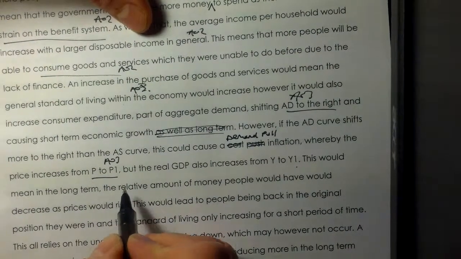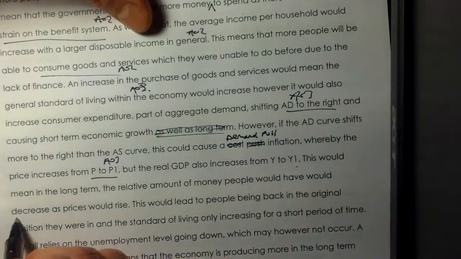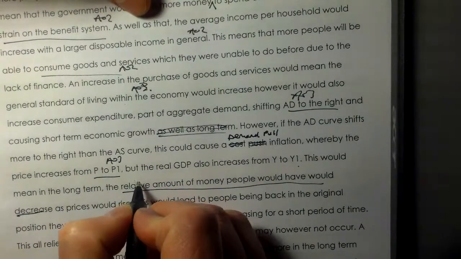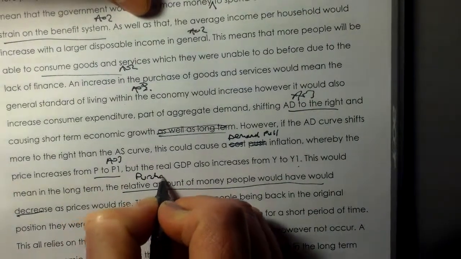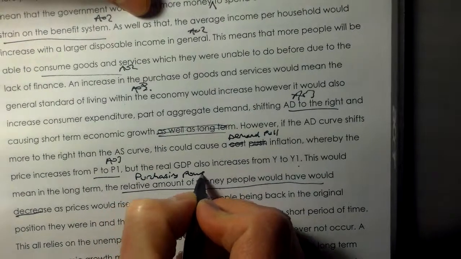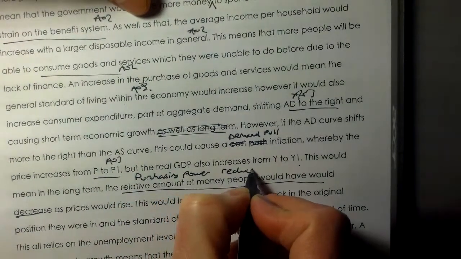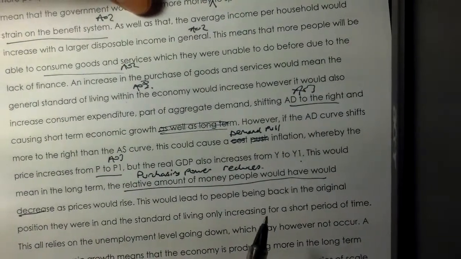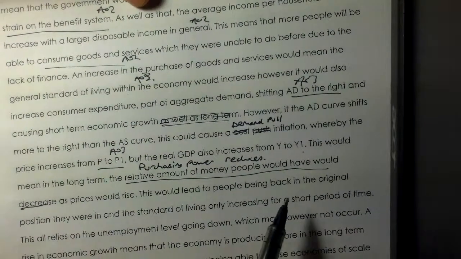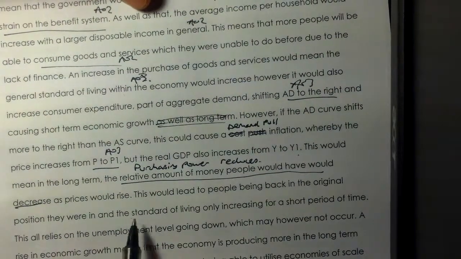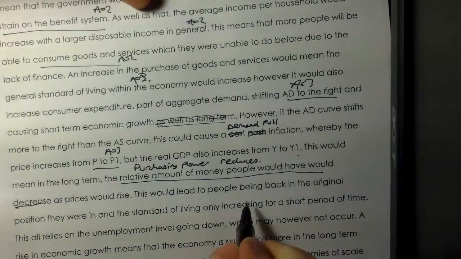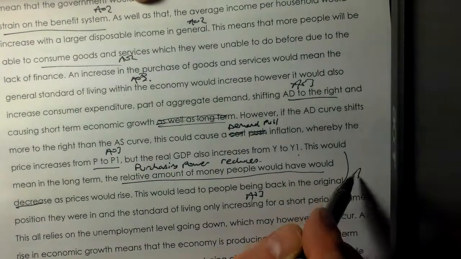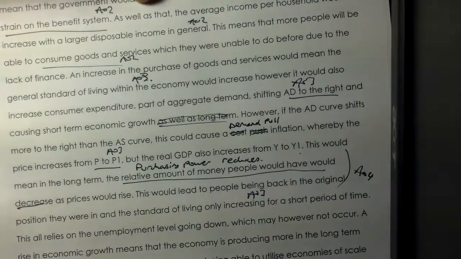This sentence here, the relative amount of money people would have would decrease, needs to be reworded. So the amount of money you have might actually be increasing, but the purchasing power of your money is reducing, as the price of goods increases at a faster rate than the increase in your wages. This would lead to people being back in their original position in terms of standard of living, after increasing for a short period of time. So we've got the negative there. We've got two sides, so we've also got a little bit of AO4 in terms of marks.